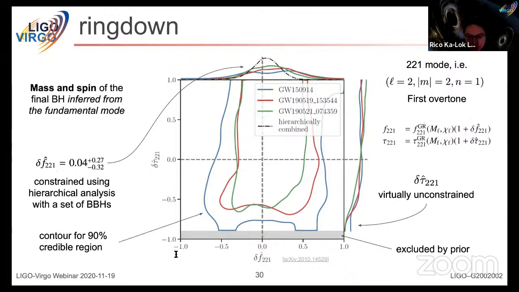And we can also compute a log-odds ratio to summarize the level of disagreement with general relativity of the 2 to 1 mode, and we get a value of minus 0.7, which shows that what we observe is consistent with general relativity. Next slide, please.